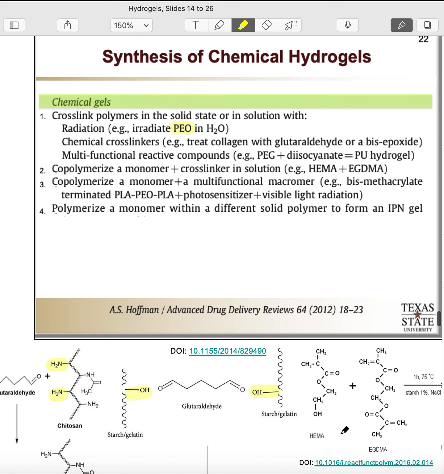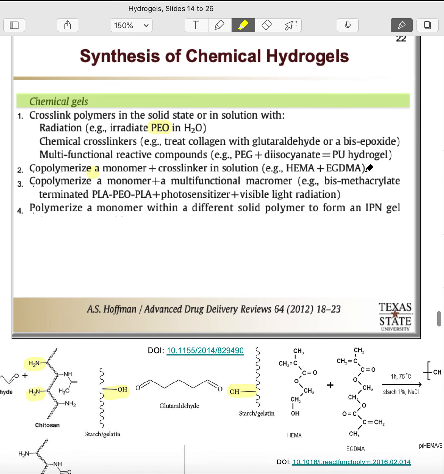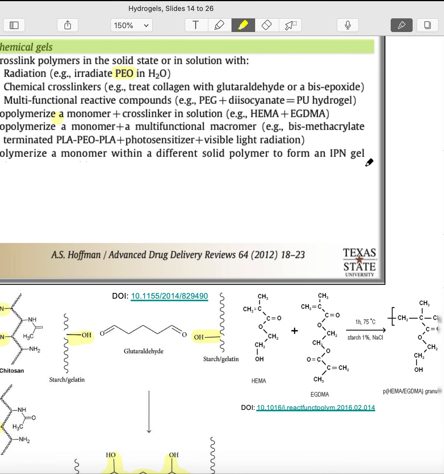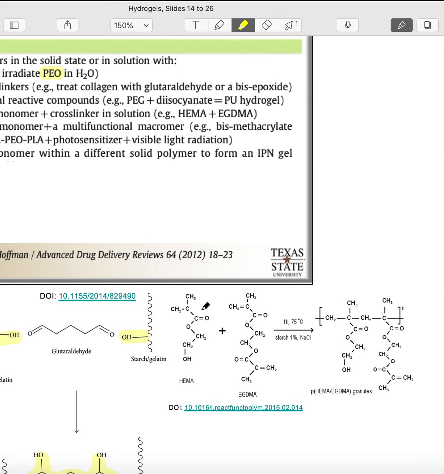All right, the third way to form a hydrogel, actually the second form in this particular case, is to copolymerize a monomer and a cross-linker in solution. For example, hydroxyethyl methacrylate and ethylene glycol dimethacrylate. Remember that when you do this kind of polymerization, you always need a monomer, but you also need a cross-linker that is at least difunctional, as in this case, the ethylene glycol dimethacrylate. And I've shown that reaction here on the right-hand side.